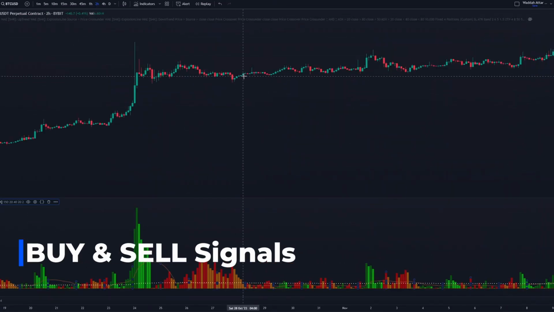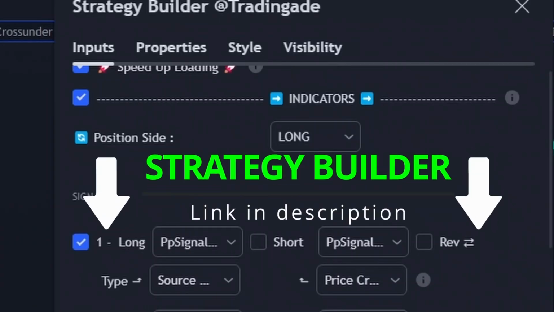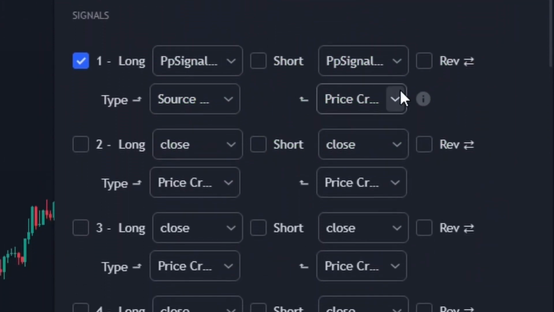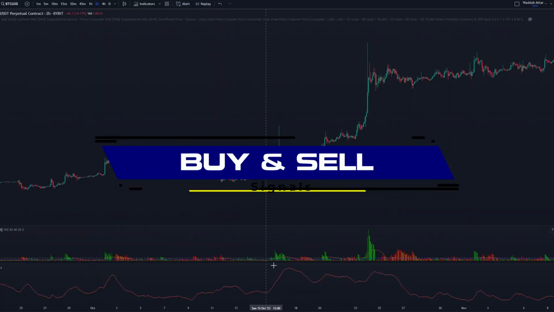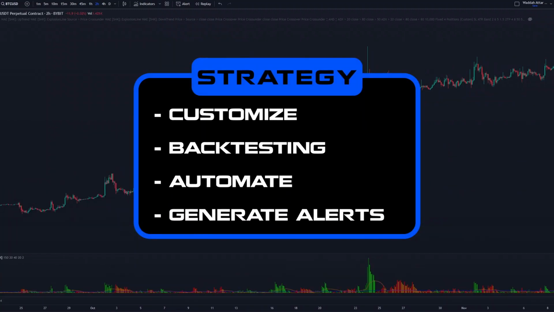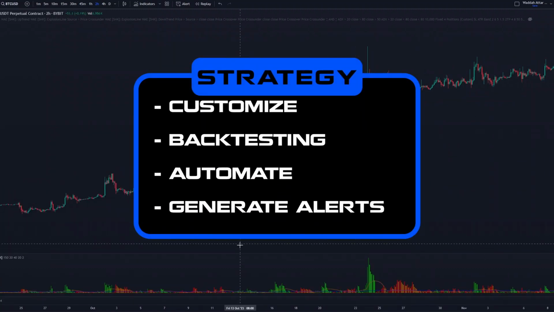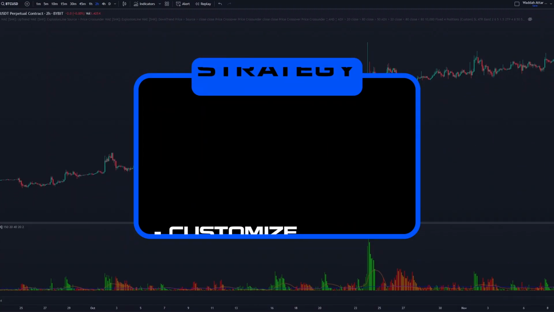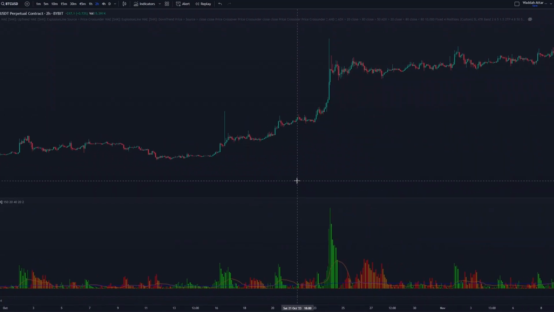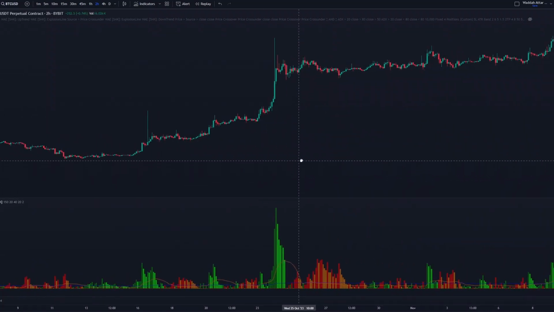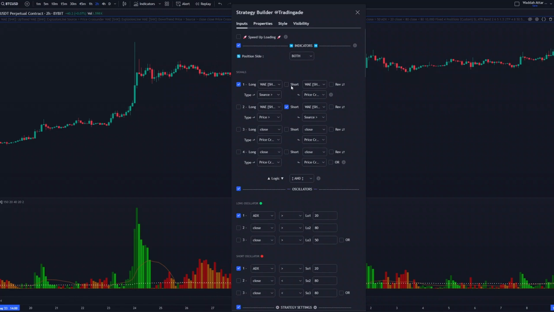Let's generate buy and sell signals using our strategy builder, a powerful tool that allows us to combine any indicator available on TradingView and generate buy and sell signals. We can customize any strategy as much as we want, we can backtest, automate strategies, generate alerts, and do all this cool stuff with just 2 clicks. Let's see how simple it is to build a strategy. And let's start by configuring the long entry signal.